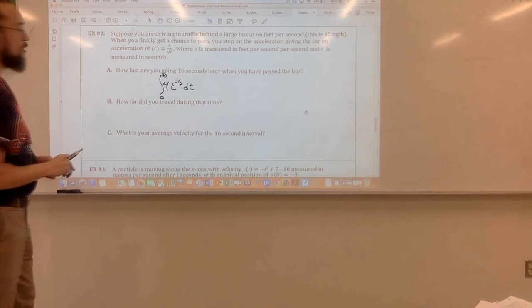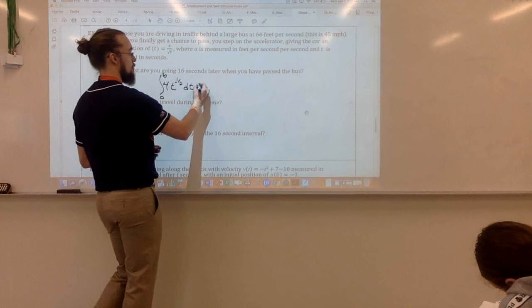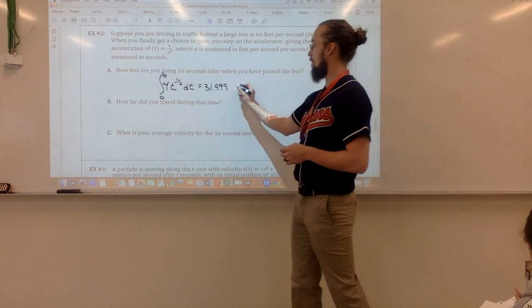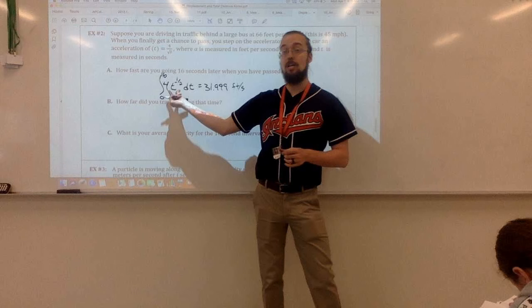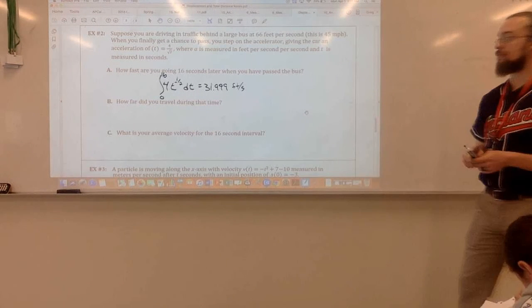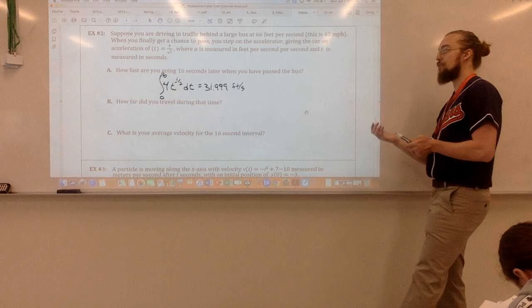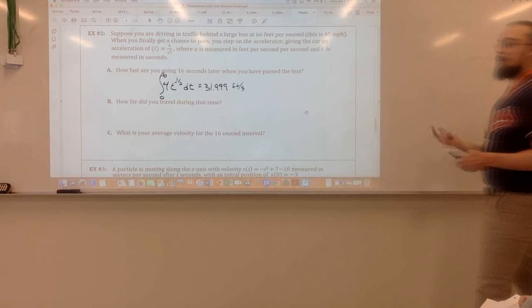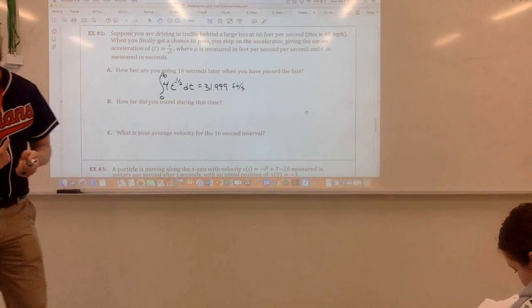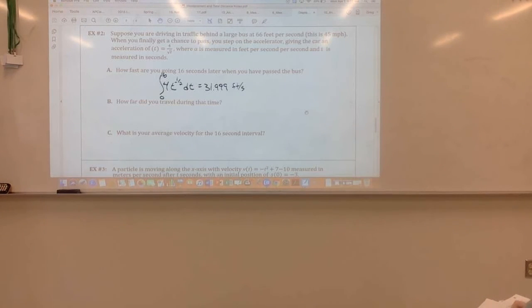31.999. So this would be in feet per second, right? Because I took my acceleration function and took the antiderivative of that. So if acceleration is feet per second squared, the antiderivative velocity would be feet per second. So is this how fast I'm traveling after 16 seconds? Maybe. No, it is not.